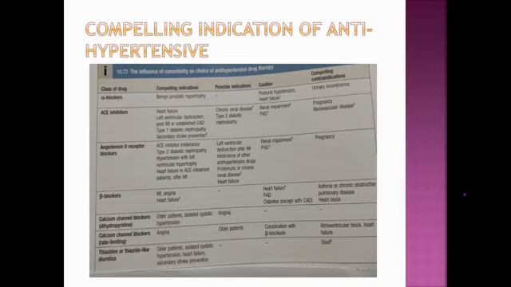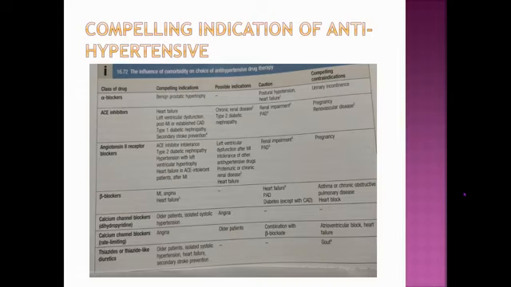ARB, angiotensin receptor blocker, is used in ACE inhibitor intolerance. Intolerance means one of the important adverse effects of ACE inhibitor is dry cough, and if the patient cannot tolerate this dry cough, sure, you can change it.